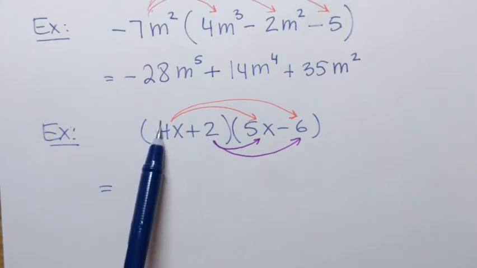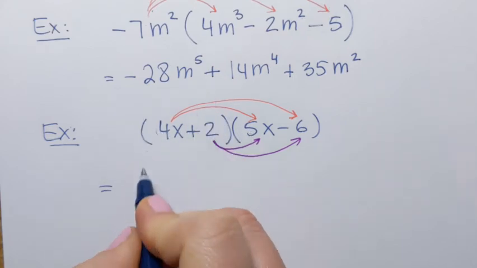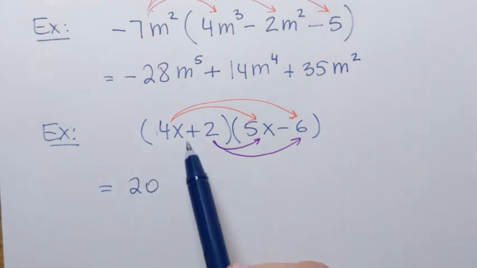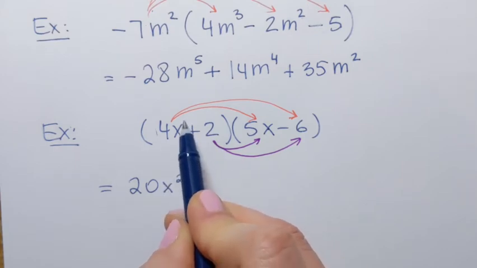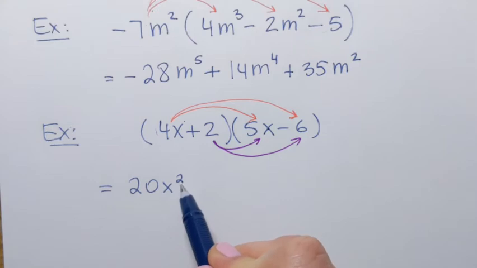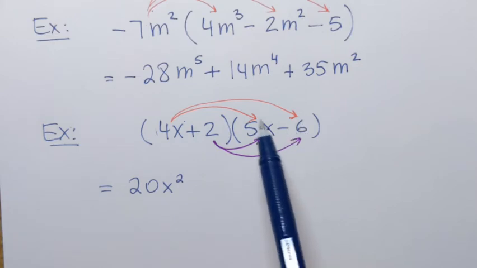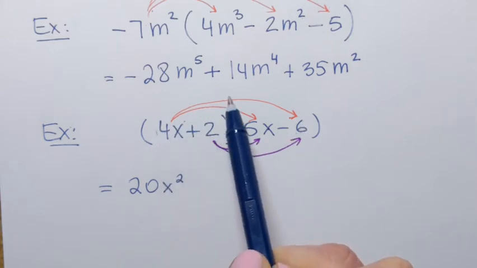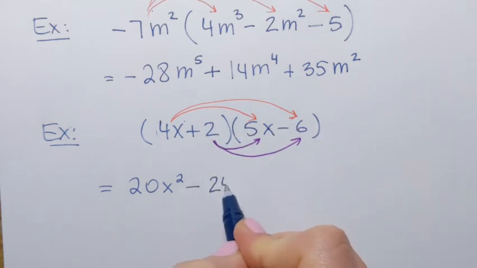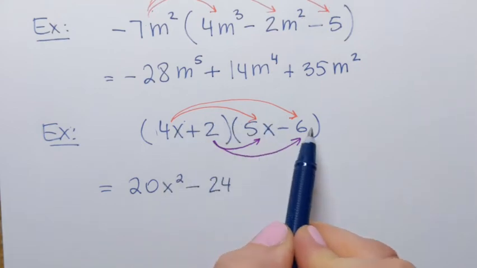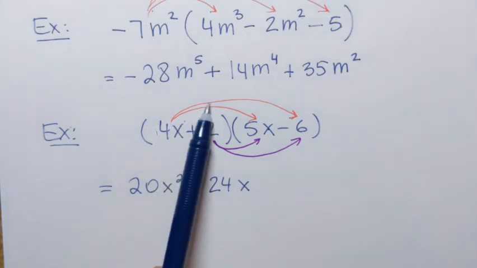So for 4x, I have to multiply by 5x. So number by number, variable by variable. 4 times 5, that's 20. And then x times x, that's going to be x squared, right? So it's power 1 plus power 1, that's going to be power 2. Next, 4x times negative 6. So positive 4, I have to multiply by negative 6. Positive times negative, that's negative 24. And then x, I have nothing to multiply by, so it just stays as x. So we got that from distributing 4x.